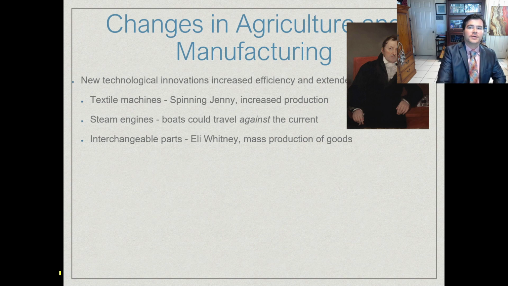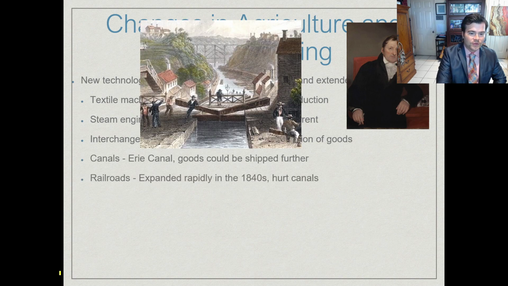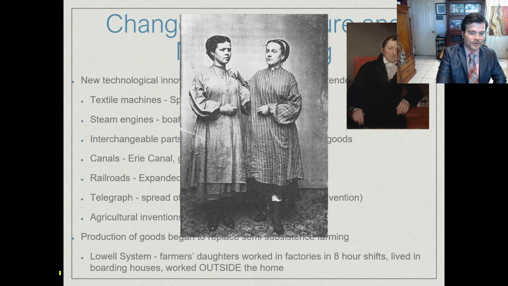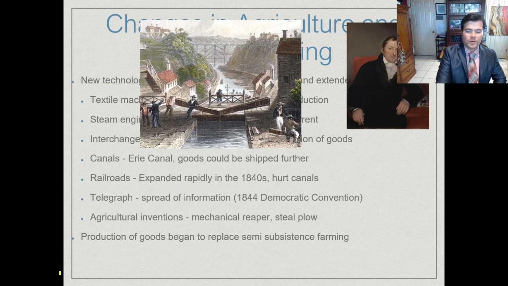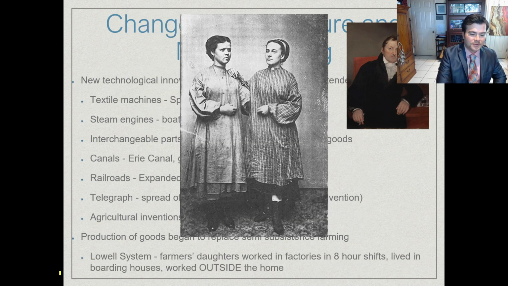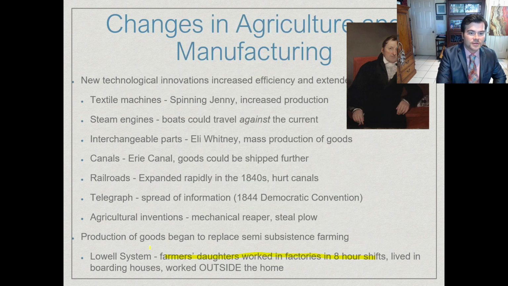We're going to start to have a market economy where we work for wages, and that's going to be huge. People are going to work for wages now instead of their market price. So also transportation revolution, canals, railroads, telegraphs, new agricultural inventions, okay, mass production, guys. The Lowell system, part of this market revolution. Farmer daughters, they're going to work and live out at the factories, guys. And they're going to work long hours, 16-hour days. Crazy stuff. A lot of stuff, guys.